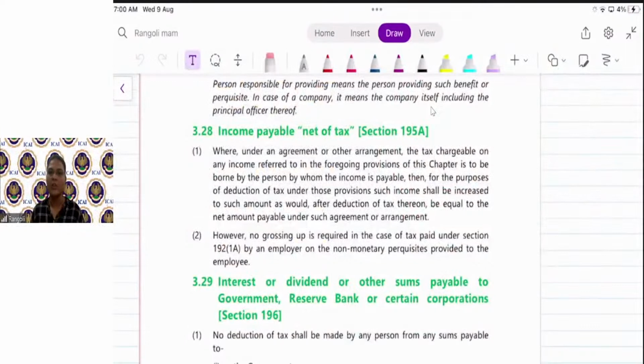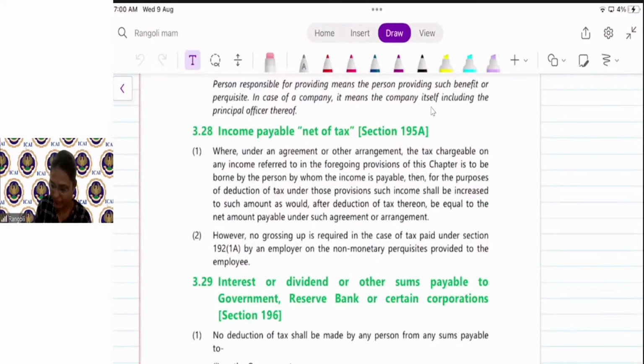Good morning, everyone. So we have already studied the TDS portion from this chapter. Now the next component is income payable net of tax. Now what is net of tax? Say for example, it is the responsibility of the payer to deduct tax from the amount payable to the payee, right?